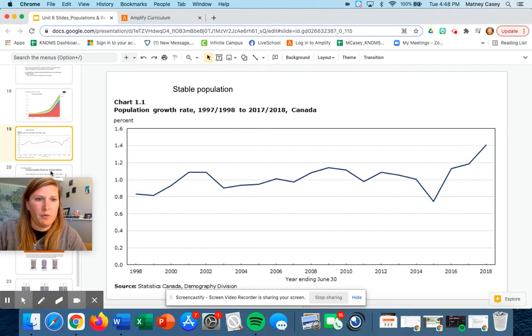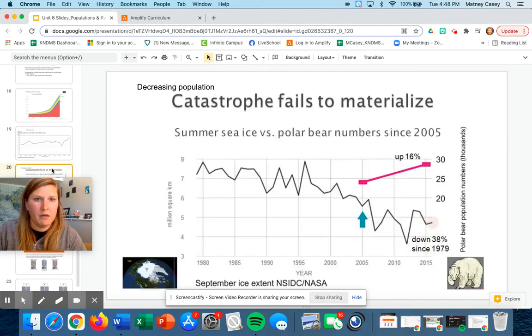Next, I want to show you what a decreasing population looks like over time. This data is showing you polar bear deaths over time are becoming more and more frequent. So that means that their population is in decline. Again, you see these spikes here on this graph, but what it's showing you is that a population of polar bears over time is generally on a downwards trend.